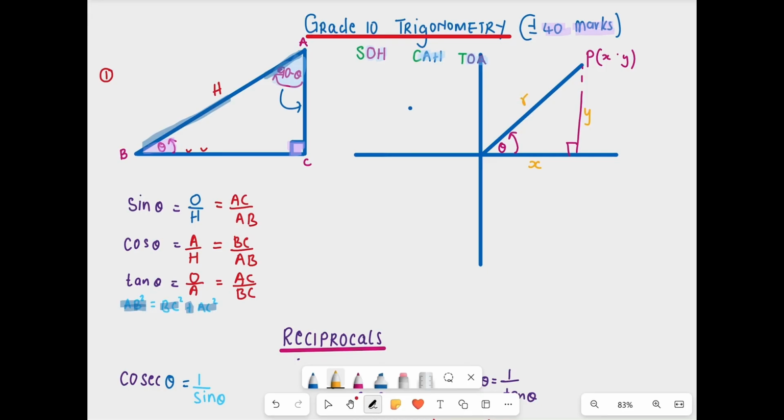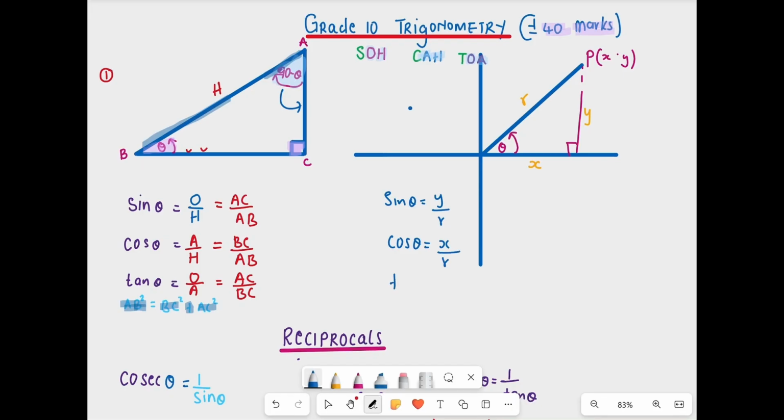Now, using a Cartesian plane, the definition of sine: sine theta is always opposite. My opposite is y over hypotenuse, which is r. So sine theta is y over r. And then cos theta is always the same as adjacent, x over r.